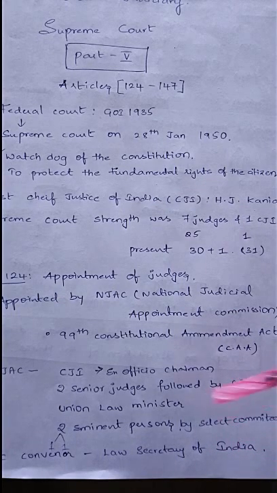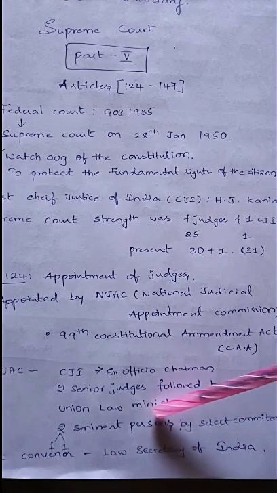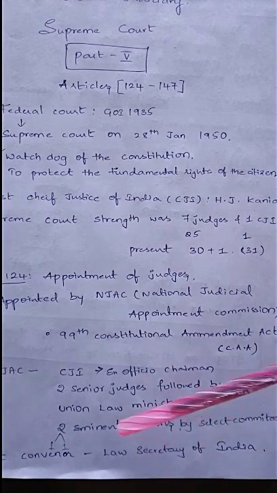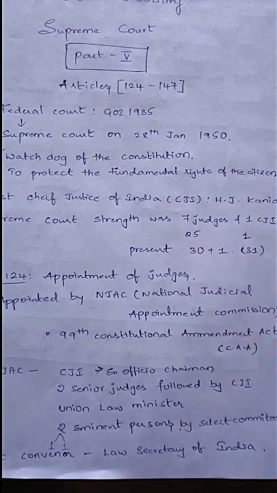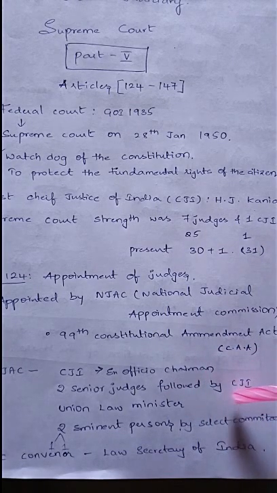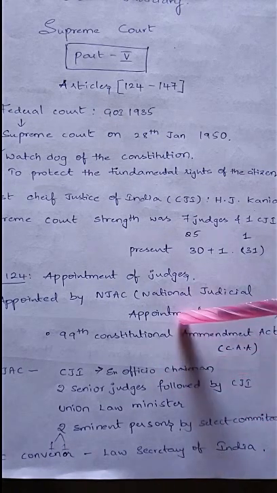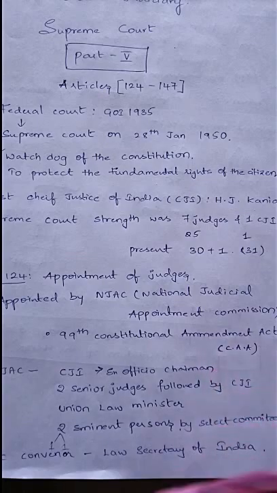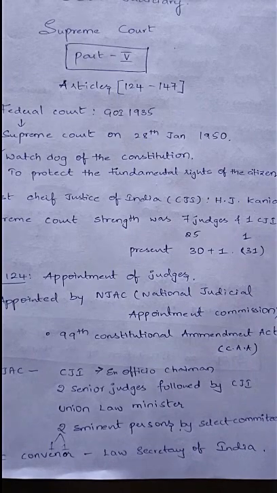And what is the criterion for choosing these 2 eminent persons? Among the 2 eminent persons, 1 should be either a woman, a minority citizen, or an SC or ST candidate. So these 6 members would jointly form the NJAC, and accordingly judges would be selected. The NJAC convener is the Law Secretary of India.